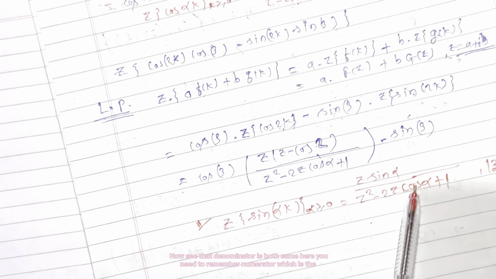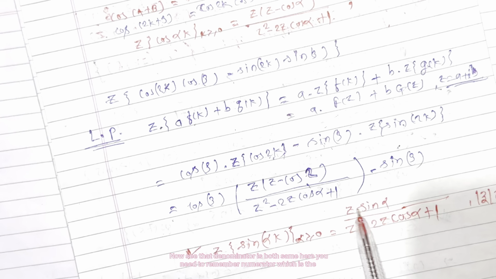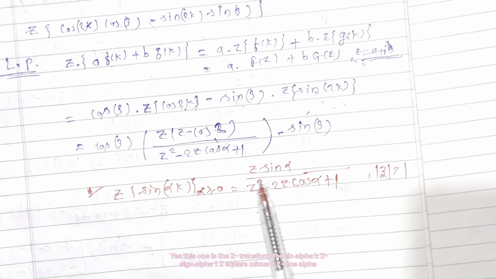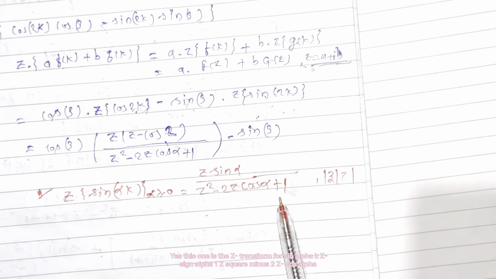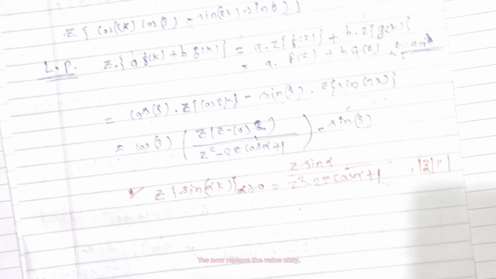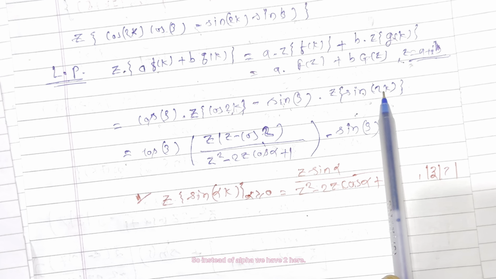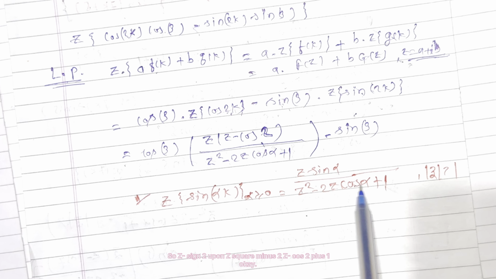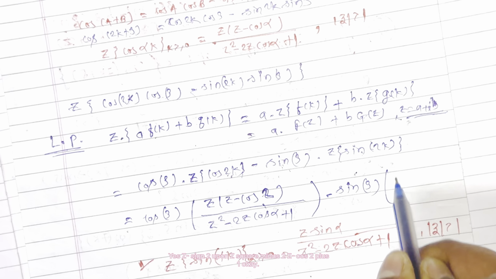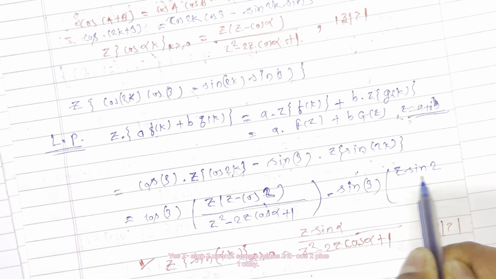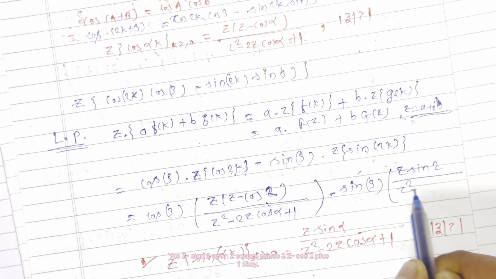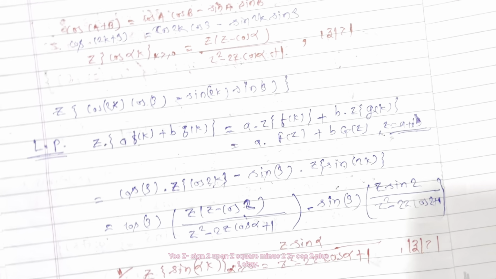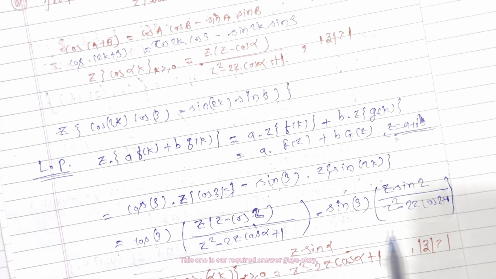Now see that the denominator is the same for both. You need to remember the numerator, which is z sin alpha. Yes, this one is the z transform for sin alpha k: z sin alpha upon z square minus 2z cos alpha plus 1. Now replace the value. Instead of alpha, we have 2 here. So z sin 2 upon z square minus 2z cos 2 plus 1. This one is our required answer, guys.